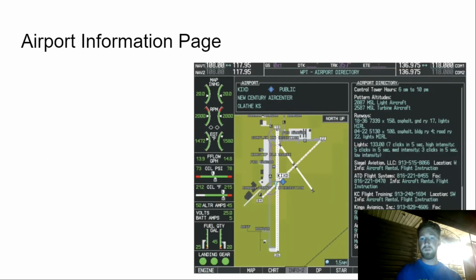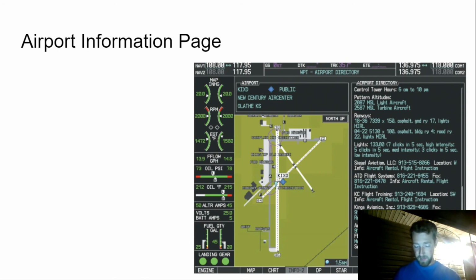And there we go, perfect. So we looked at the weather and everything's looking good. Now we want to start briefing for the airport that we're going to fly into. Okay, so we'll use the large FMS knob, scroll to the waypoint page group. Then we'll use the small knob to get to the airport information page.